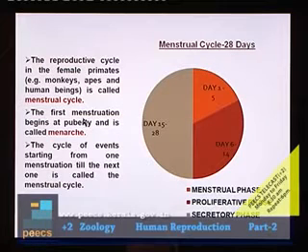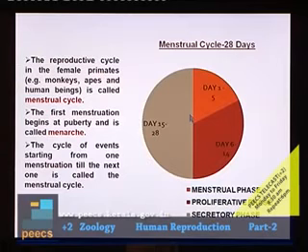The first menstruation in a female is called menarche. Menarche will happen when the individual attains puberty. And the menstrual cycle is a cyclic process, and it will continue up to 45 or 50 years of age. Here in this diagram you can see the menstrual cycle has 3 phases in it.